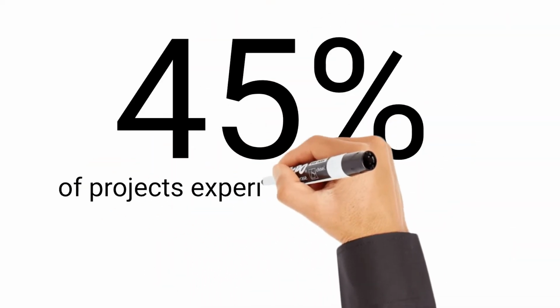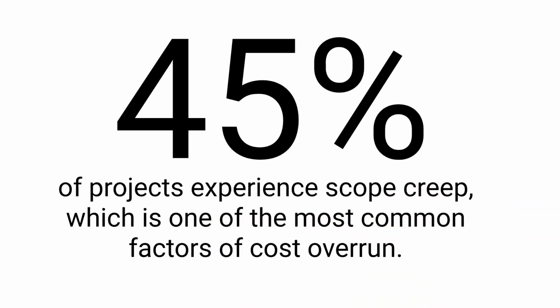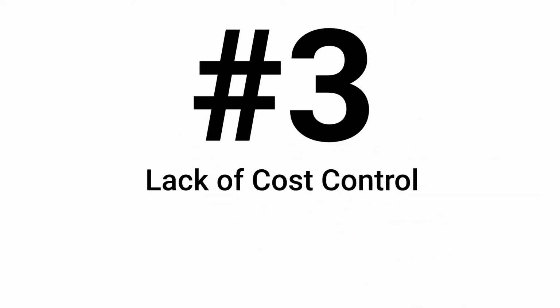45% of projects experience scope creep, which is one of the most common factors of cost overrun in project management. Utilizing a detailed and thorough project tracking system can help in monitoring completed and pending tasks to control scope creep. The third one is the lack of proper cost control.